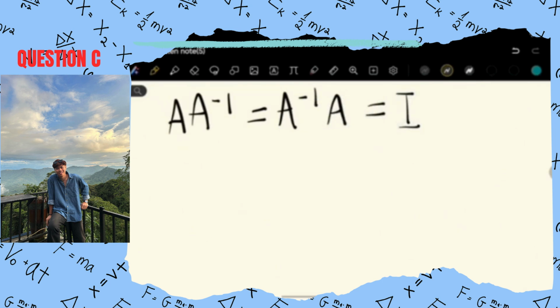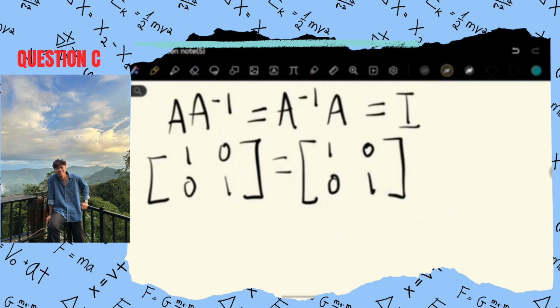Based on the final answer, as we can see, both A multiplied by A inverse and A inverse multiplied by A equal the identity I, giving the exact same identity matrix, which is 1, 0, 0, 1. Since both give the exact same identity matrix, where A is 1, B is 0, C is 0, and D is 1, this proves that the calculated inverse is correct.